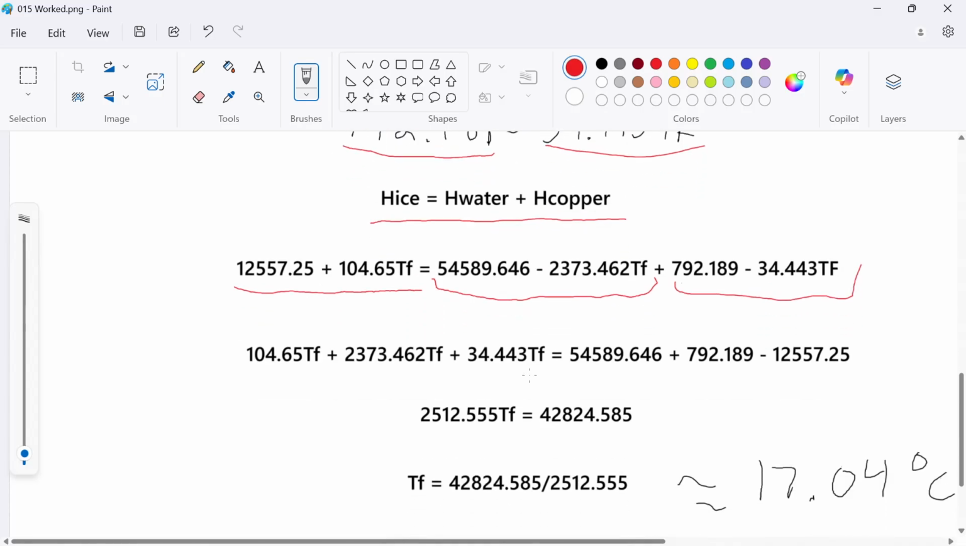Now, everything with T final, this piece and this piece, I want to get to the left-hand side. So I'm going to add 2373.462 T final. I'm going to add 34.443 T final. So it gets rid of them on the right side, puts them on the left side. This is just algebra. So it comes out to 104.65 T final plus 2373.462 T final plus 34.443 T final. So those are taken care of. Now I want everything else that doesn't have T final in it on the right side.